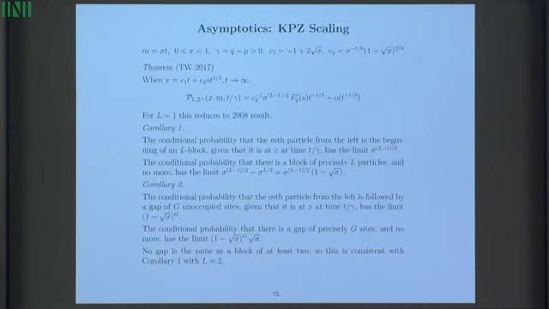But if you do this, the interpretation of this result looks a little technical. The conditional probability that the nth particle from the left is the beginning of an L block, given that x at time t over gamma, has the limit sigma to the (L minus 1) over 2. Now when you look at that, that looks like a Bernoulli process. And so if you look at the condition of exactly L particles, you get that. So see, the Bernoulli parameter is the square root of sigma.